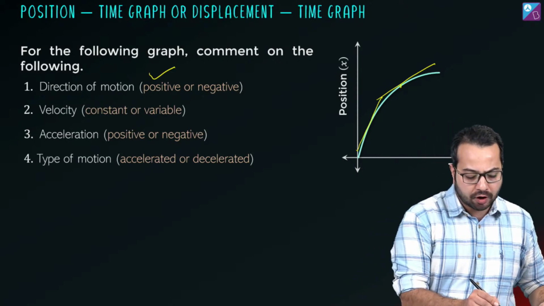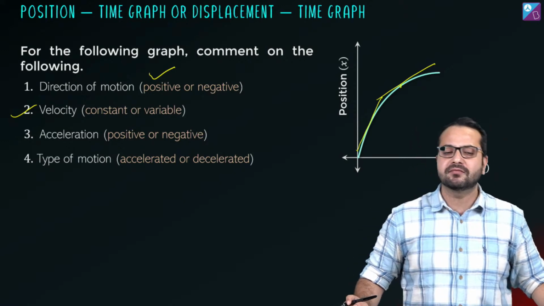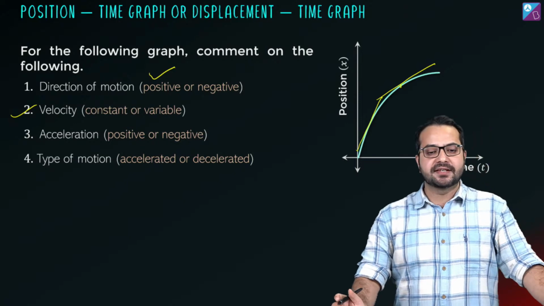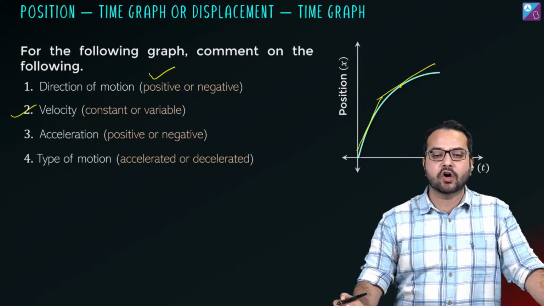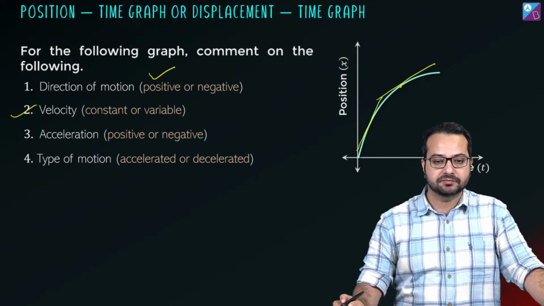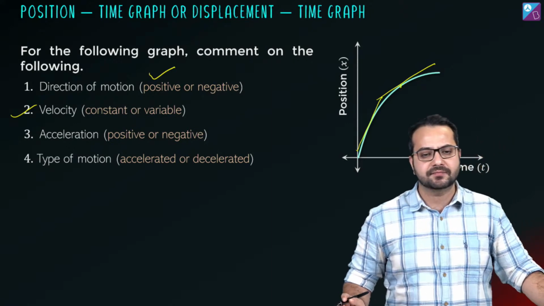Chalo, next let's talk about velocity. अब velocity के बारे में बताओ. Is the velocity constant or variable? फटाफट बता दो, इसमें तो अब दिमाग लगाने की बात ही नहीं है. Is the velocity going to be constant or variable? Positive, as position with respect to time is increasing. That is also a correct answer.